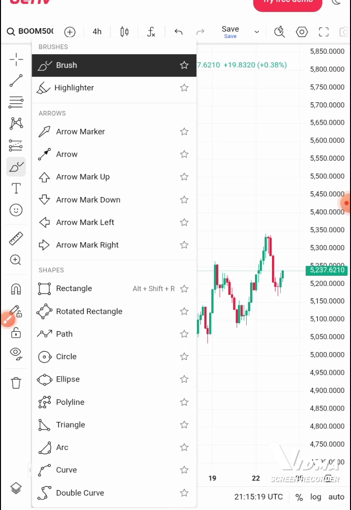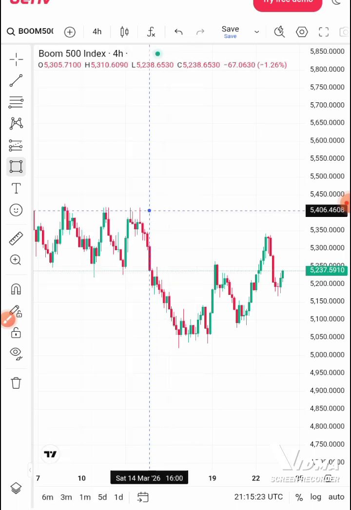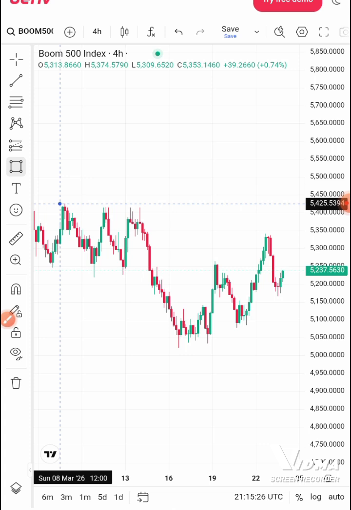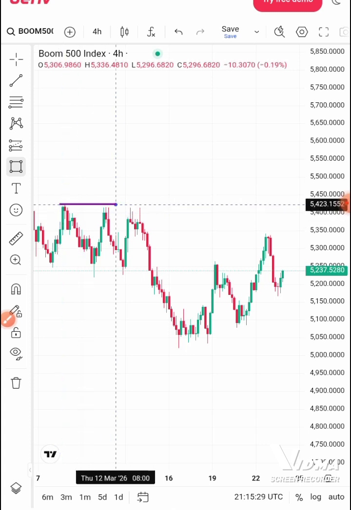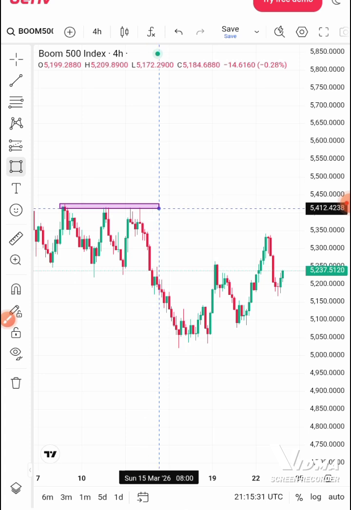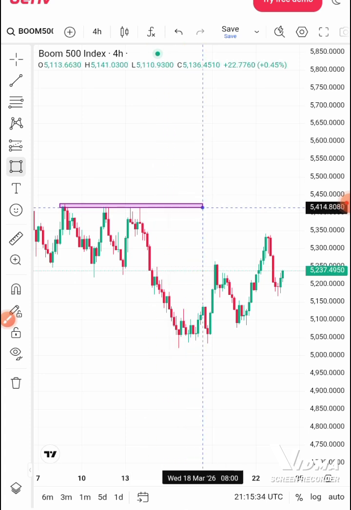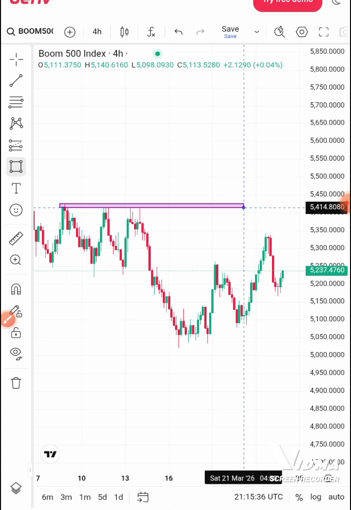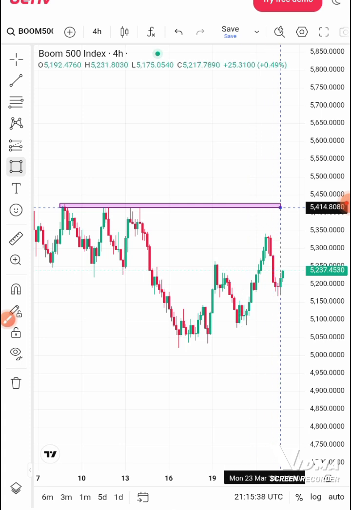Okay, so a resistance, I'm going to use the tool of the rectangle here. Usually we mark the wicks. Okay, so this zone here has proven to be a strong resistance.